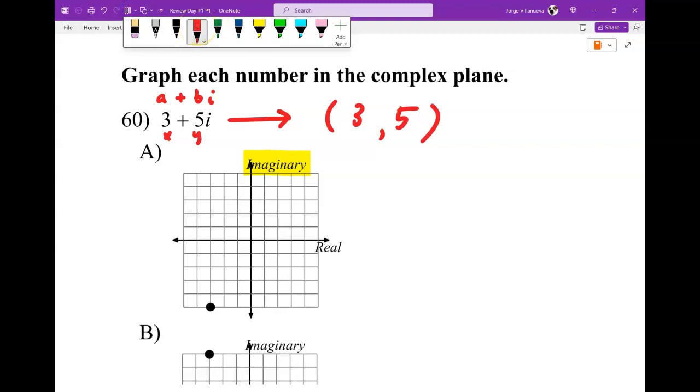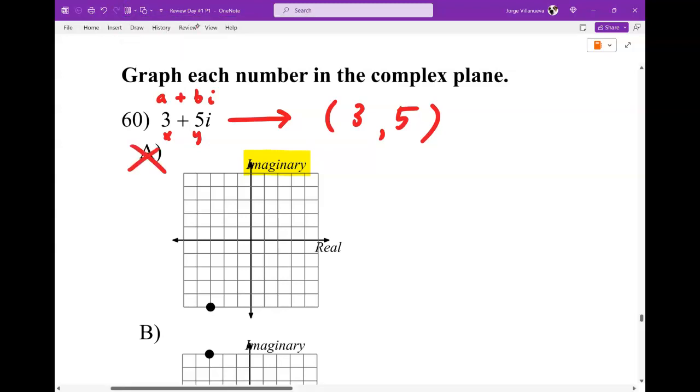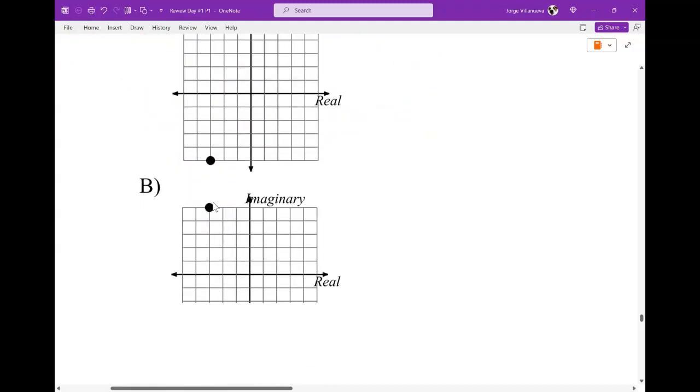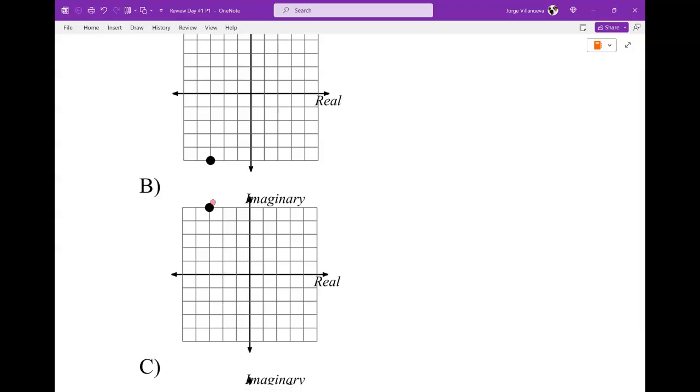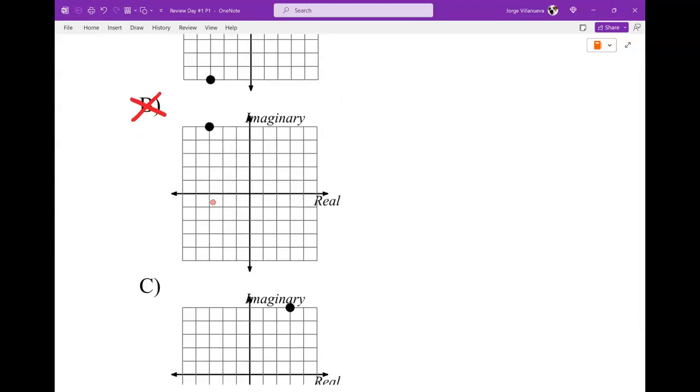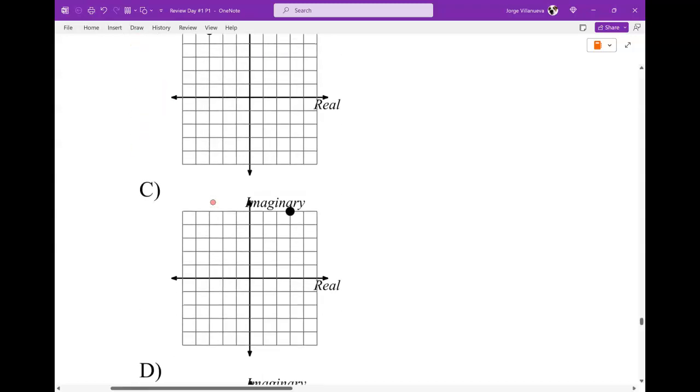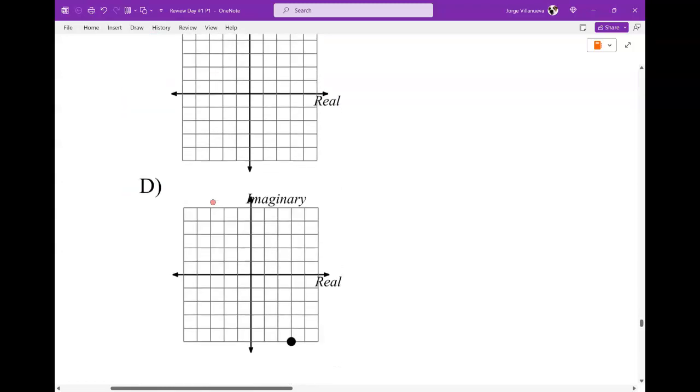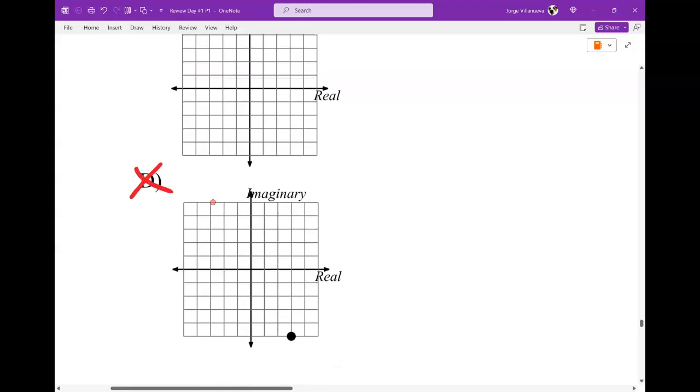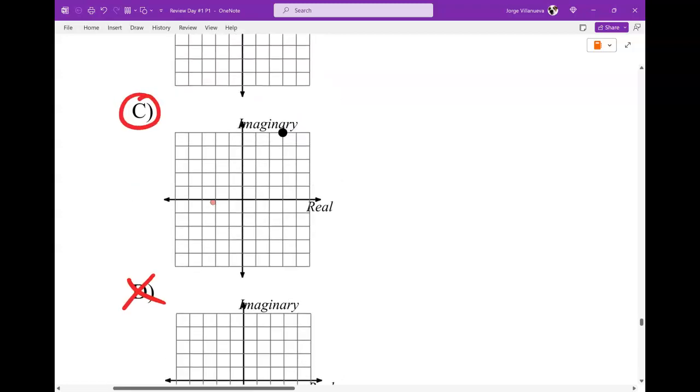Well, this one is not 3, 5. That's negative 3, negative 5. The next one, that's negative 3, 5. That's not right. I need 3, 5. That one looks good. And this next one is 3, negative 5, so that's not good. So it is C. That is your point 3, 5.